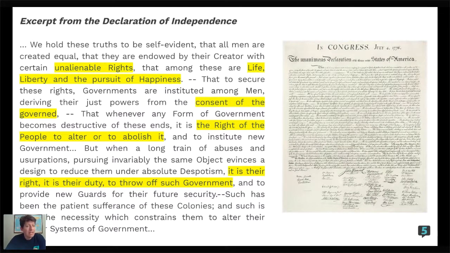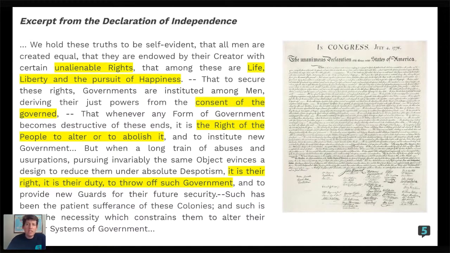And it says that governments derive their powers from the consent of the governed. Both of those ideas, life, liberty, property, pursuit of happiness, and consent of the governed, are ideas that come about with John Locke. And whenever a government becomes destructive, it is the right of the people to alter or abolish it.